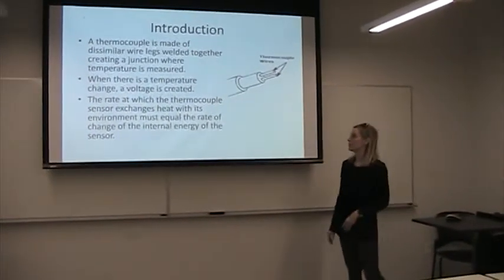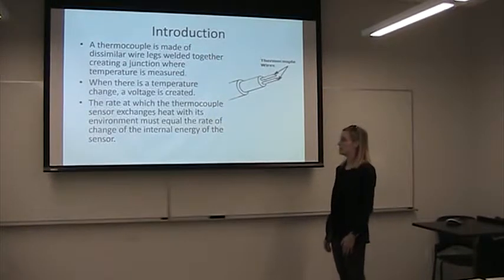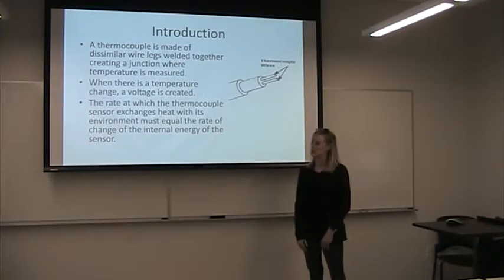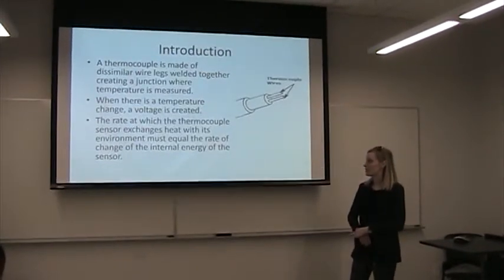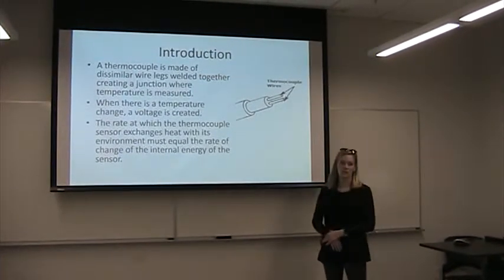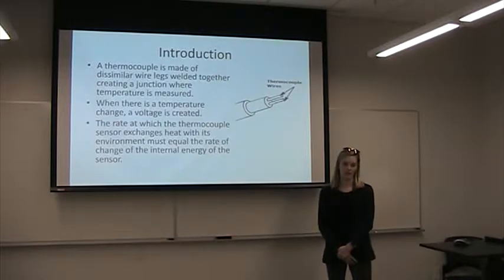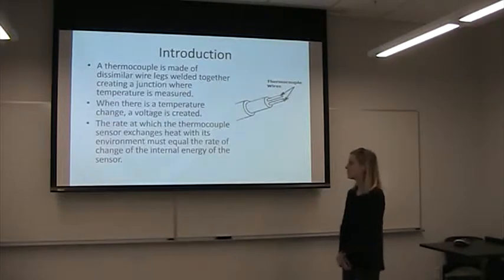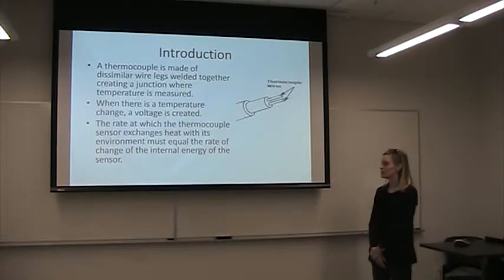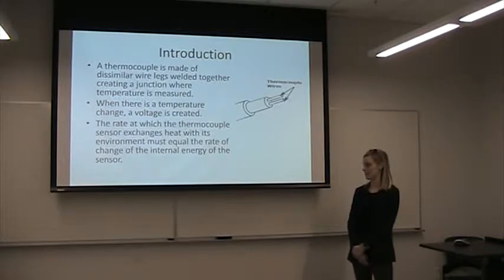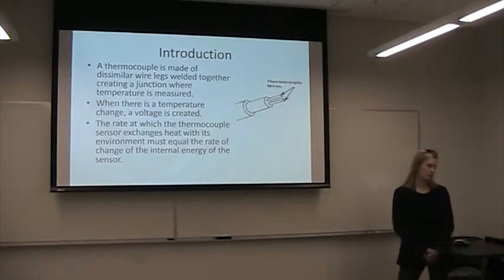A thermocouple is a temperature probe made of dissimilar wire legs that are welded together to create a junction at the end of the probe. When the junction is inserted where there's a temperature change, a voltage is created that the data acquisition system can convert back to the temperature. This is done because the rate at which the thermocouple sensor exchanges heat with its environment equals the rate of change of the internal energy.